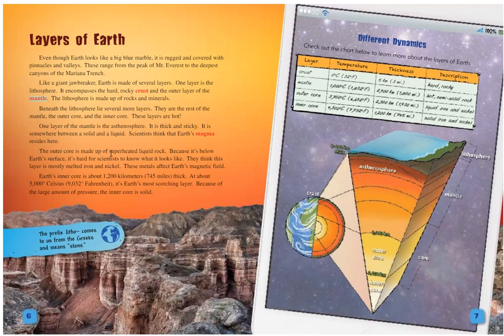The outer core is made up of superheated liquid rock. Because it's below Earth's surface, it's hard for scientists to know what it looks like. They think this layer is mostly melted iron and nickel. These metals affect Earth's magnetic field.